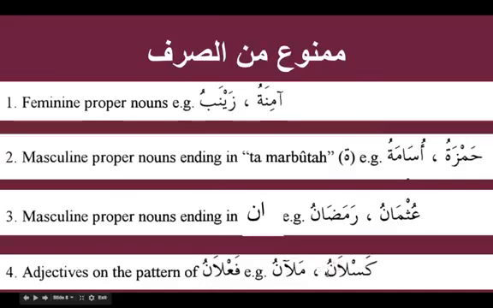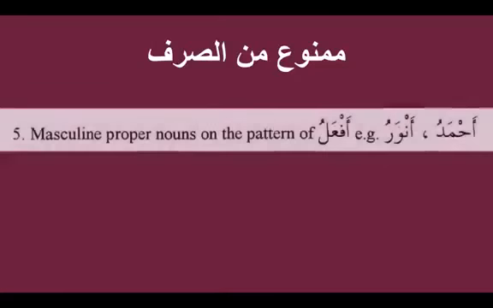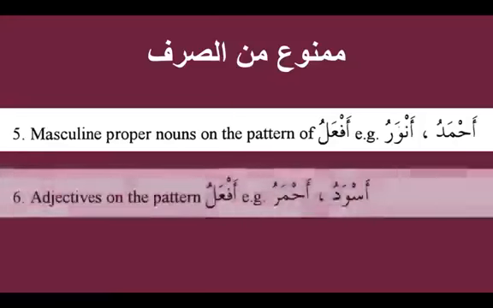These are all having single dhamma. They are all diptotes or mamnu' min as-sarf. These are the adjective patterns of Fa'alanu. And the next thing we learned was that certain proper nouns with the pattern of Af'alu, like Ahmadu, Anwaru, Amjadu. So these are the nouns which are having a single dhamma. They are in a pattern like Af'alu. So if you see a noun with this pattern, we know that it is a mamnu' min as-sarf.